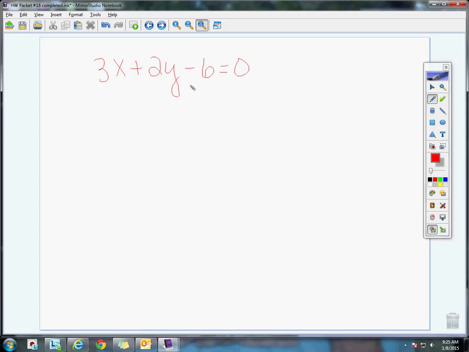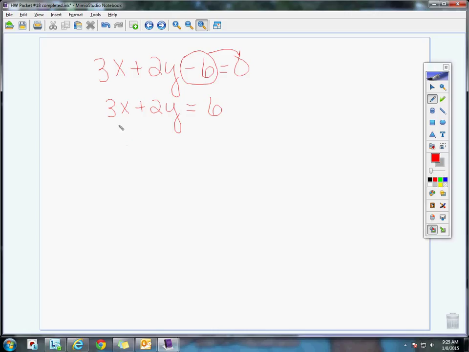All we're going to do is we're going to go ahead and move this negative 6 on over. So we're just going to move them over here with the 0, and we can combine them because they're like terms. 0, and when you move this over, it becomes a positive 6, is just 6. So 3x plus 2y is equal to 6. Now you're in standard form, and this looks just like the other 2 problems we did.